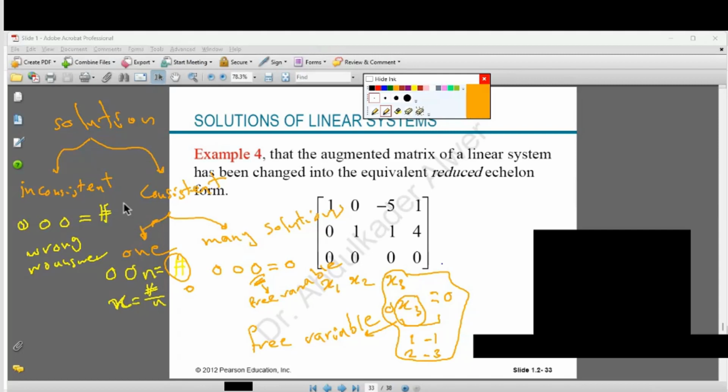Now, there is no solution in the inconsistent case: 0, 0, 0 equals a number. It's not correct, logically wrong. So here we can say there is no answer. Got the idea? Is it clear for you?